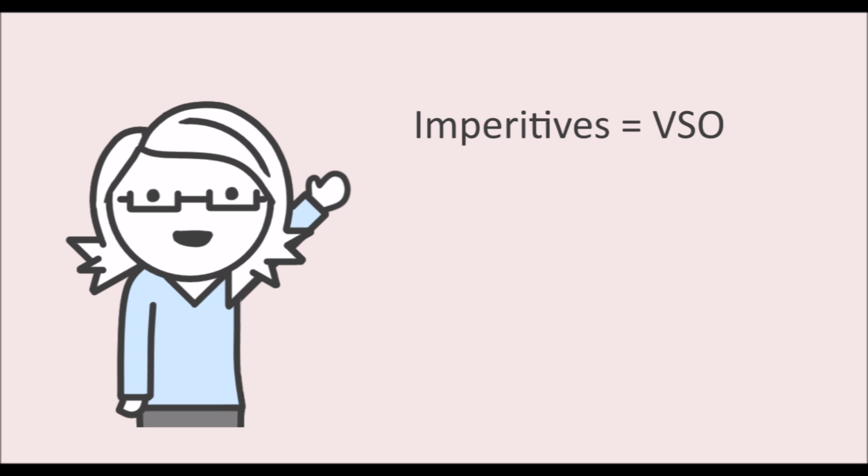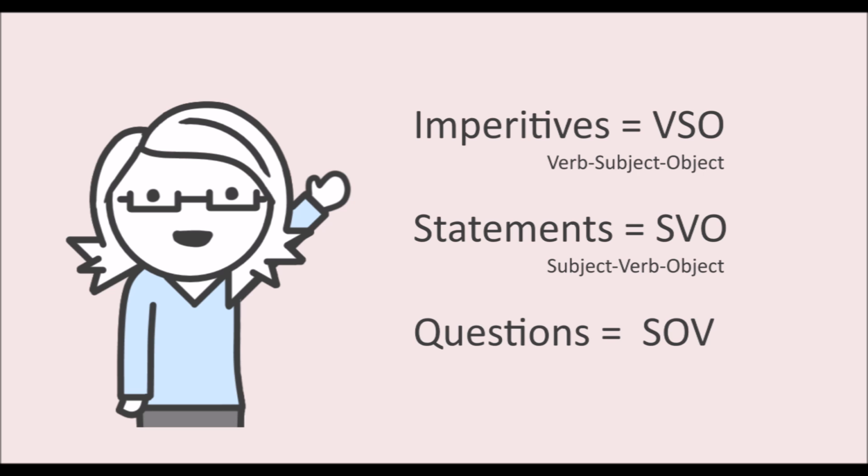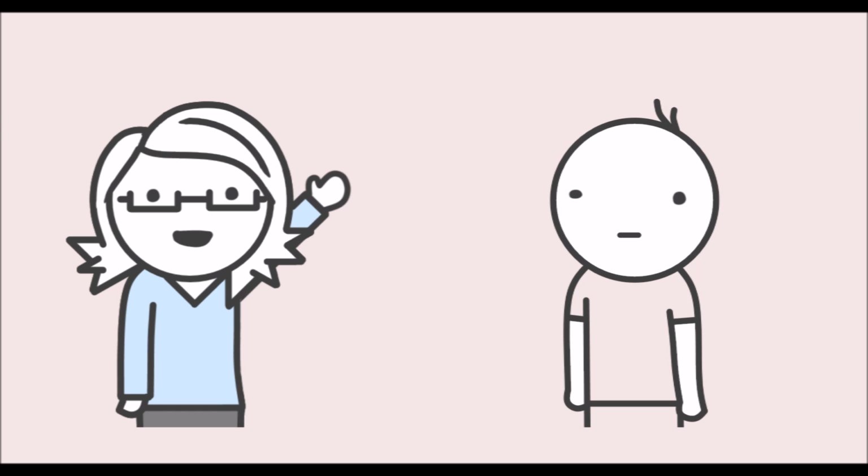Imperatives are structured as VSO, that's verb subject object. Statements are structured as SVO, that's subject verb object. Questions are structured as SOV, that's subject object verb. When addressing people, you fix the pronoun nebiz, which means consciousness number, and they work as such.